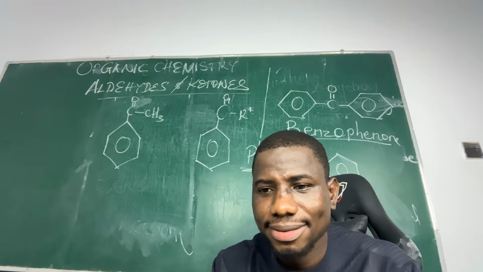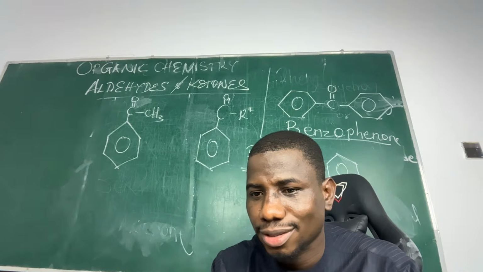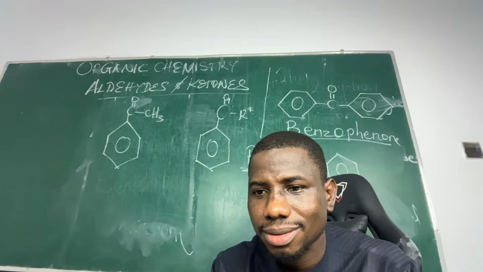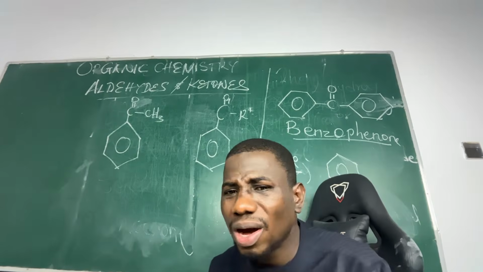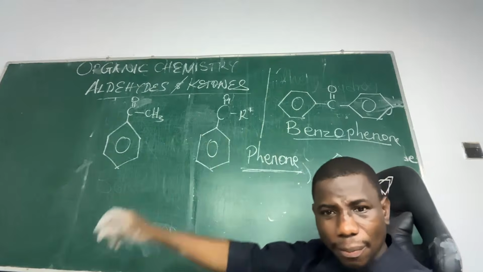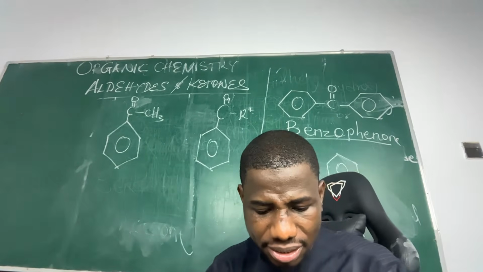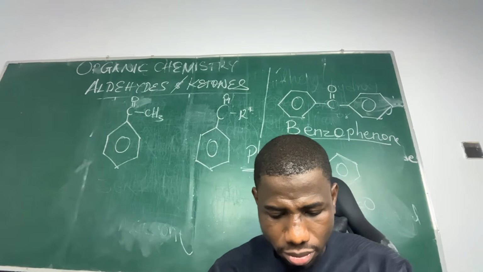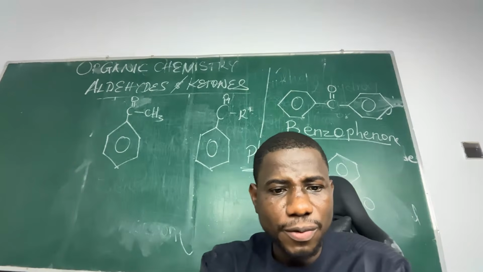Methylphenol. Okay. Someone said benzene phenone. Okay. Someone said methylbenzophenone. Why benzophenone? Benzophenone is when we have two benzene rings on the carbonyl group. You don't have to use benzophenone at all. You don't have two benzene rings there. So why the benzophenone?